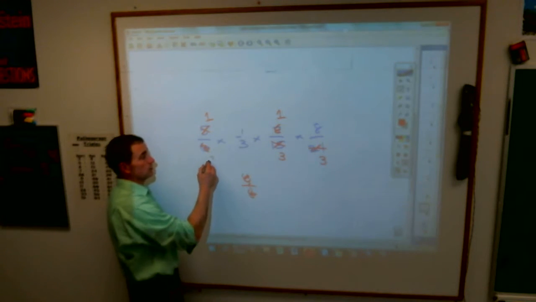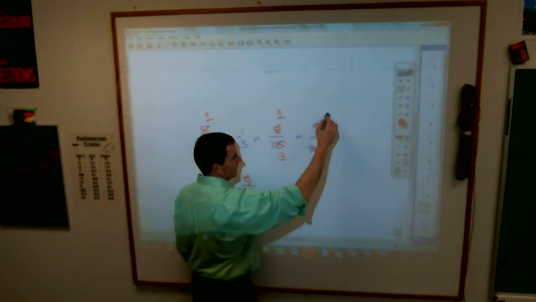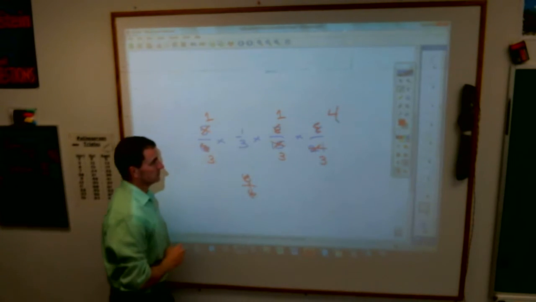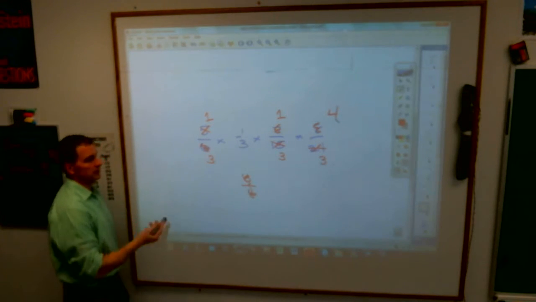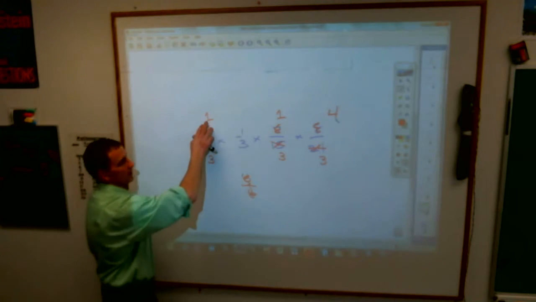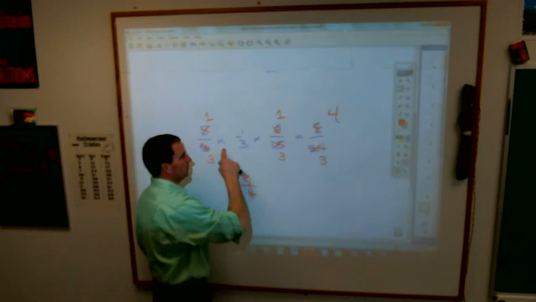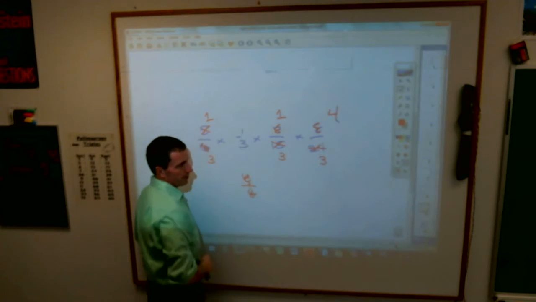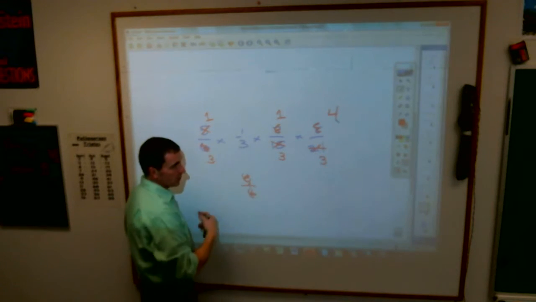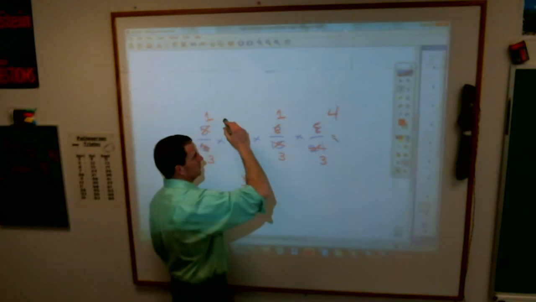2 goes into 6 3 times. 2 goes into 8 4 times. And then you look around and you see, is there anything? Four, ones, once you get to ones, there's no way you can do anything. You could look with the fours, but all you have are 1, 2, 3, 4 threes and a 4. 4 doesn't go into any threes. So once you get it all reduced, then you can do your multiplication.